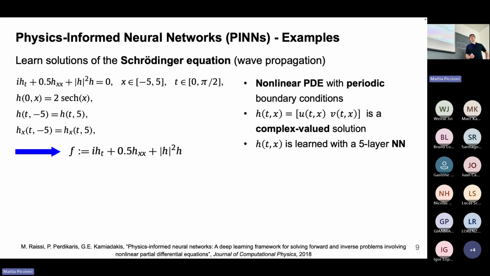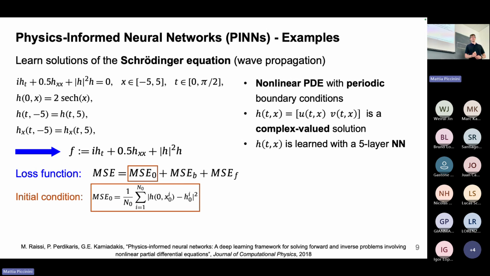Again, let's apply what we learned before. So we call f the left-hand side. f is simply the left-hand side that you find here. And your goal is to drive f to 0. Ideally, in the loss function, you would like to bring f as close to 0 as possible. In this case, we have 3 terms, but it's the same as before. So the first term imposes the satisfaction of the initial conditions.